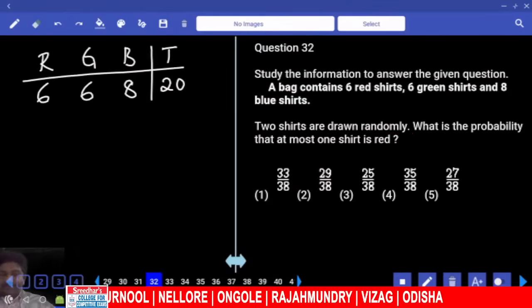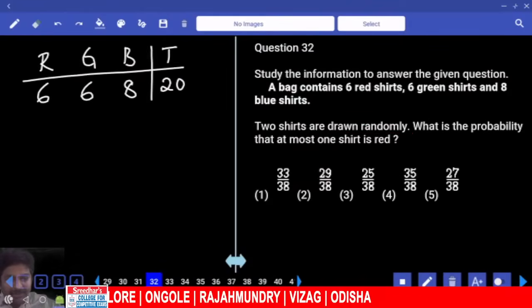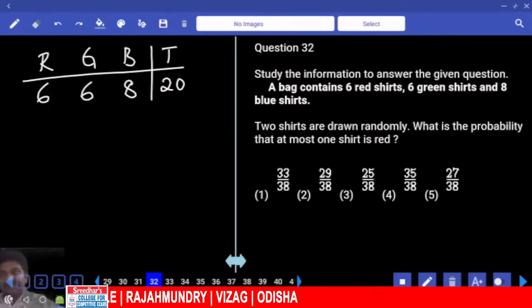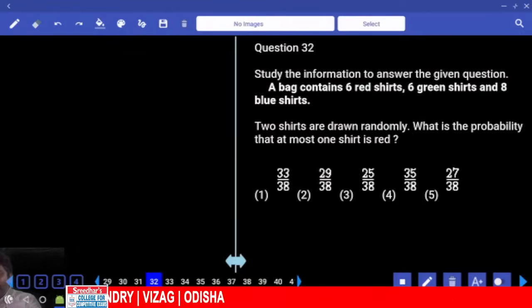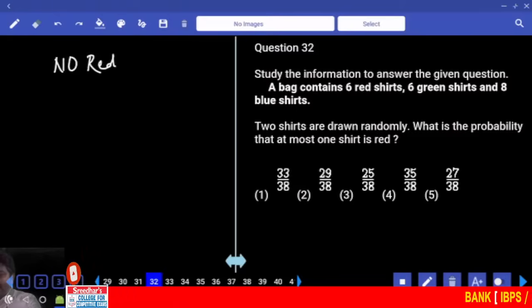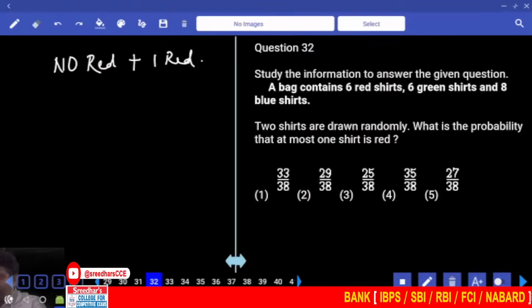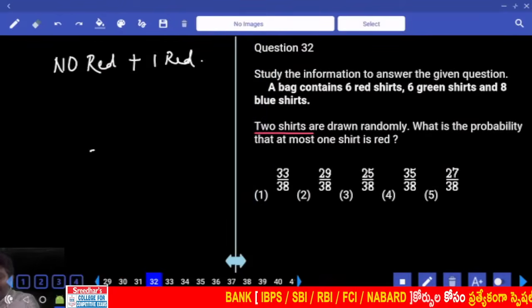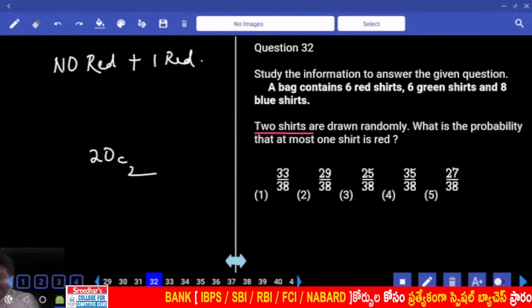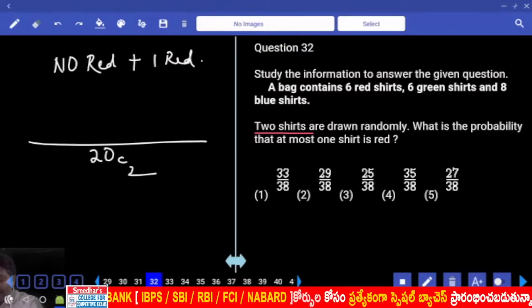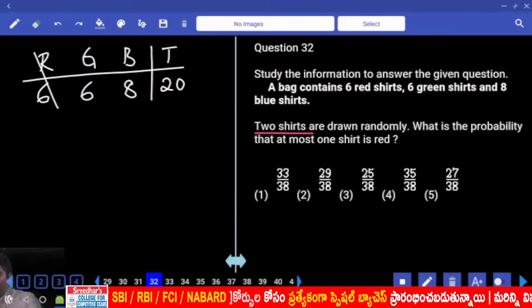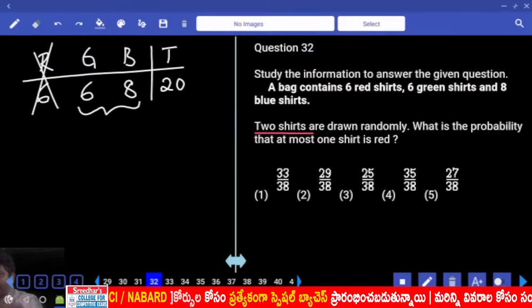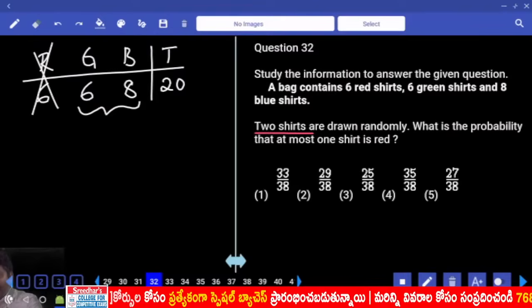Next. Two shirts are drawn randomly. What is the probability that at most one shirt is red? At most one red in the sense, we will have no red or one red. Correct? How many do we need to pick? Two shirts. Total how many do we have? 20. So 20C2. And I don't want to pick red. If I don't want red, out of these put together 14, we may pick any two.